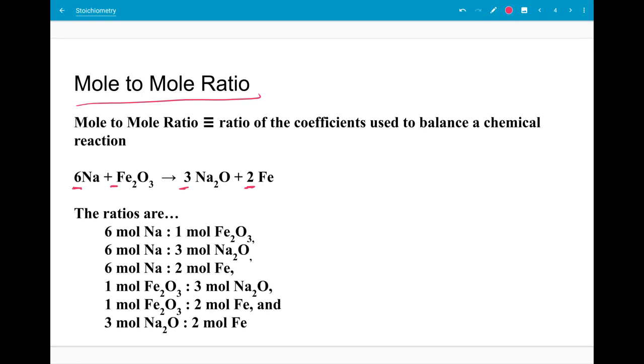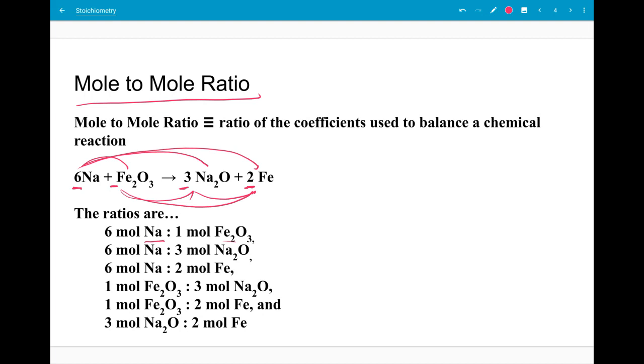So I could compare sodium and Fe2O3. So 6 to 1 would be the mole-to-mole ratio. Or I can compare Na to Na2O. So that would be 6 to 3. I can compare Na to iron. That'd be 6 to 2. I could do 1 mole Fe2O3 to 3 moles Na2O. 1 mole of this to 2 moles Fe. And then we could do 3 moles of Na2O to 2 moles of Fe. And that's probably every combination possible.